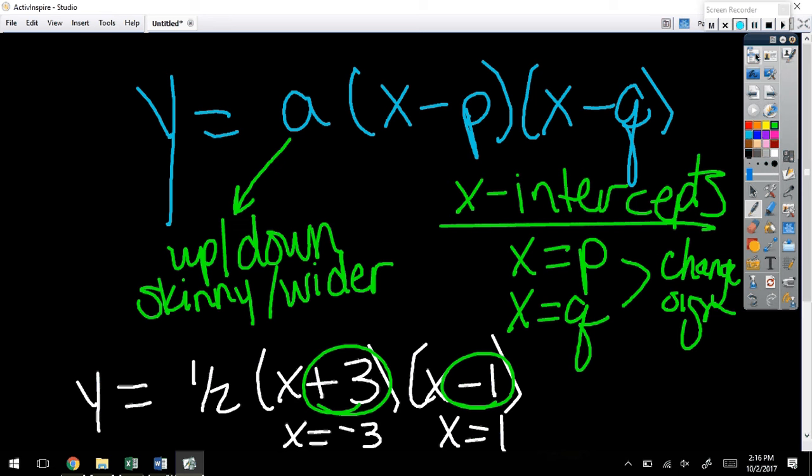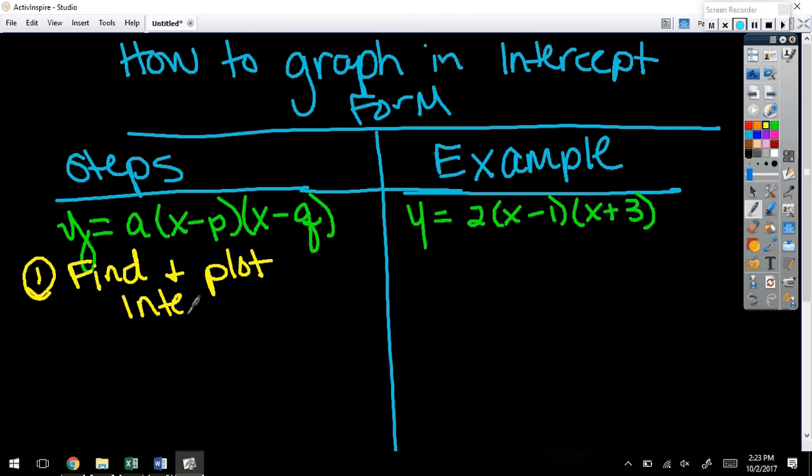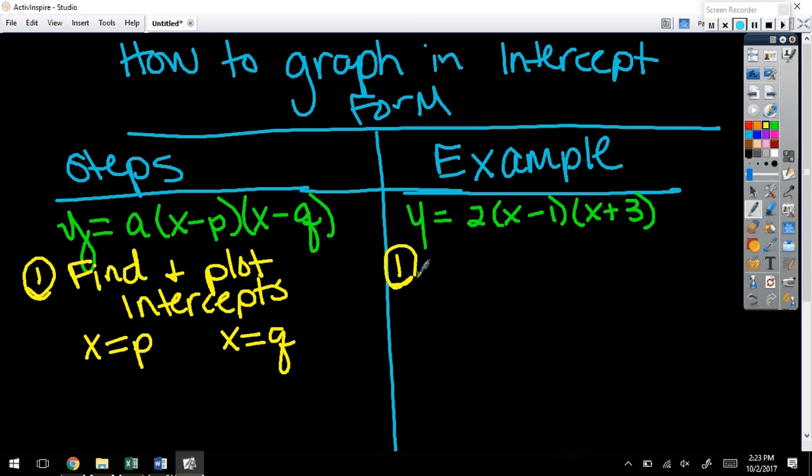So if you wanted us to take the equation out of standard form and put it in intercept form, the first thing we want to do is take the information that we're given. Always use what you're given. What am I given when I'm in intercept form? Intercepts. So the first thing I want to do is find and plot the intercepts. Now remember, that's P and that's Q. Change the signs on them though. Why are you changing? Remember how whenever we set each piece equal to 0 and solved it, it would change the sign on it. So in my example on the right, what are my x-intercepts? 1 and -3. Good job, y'all.